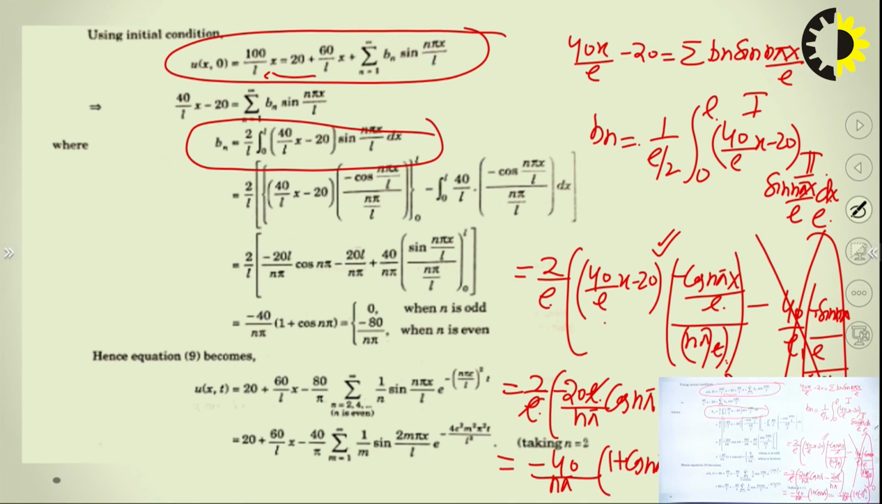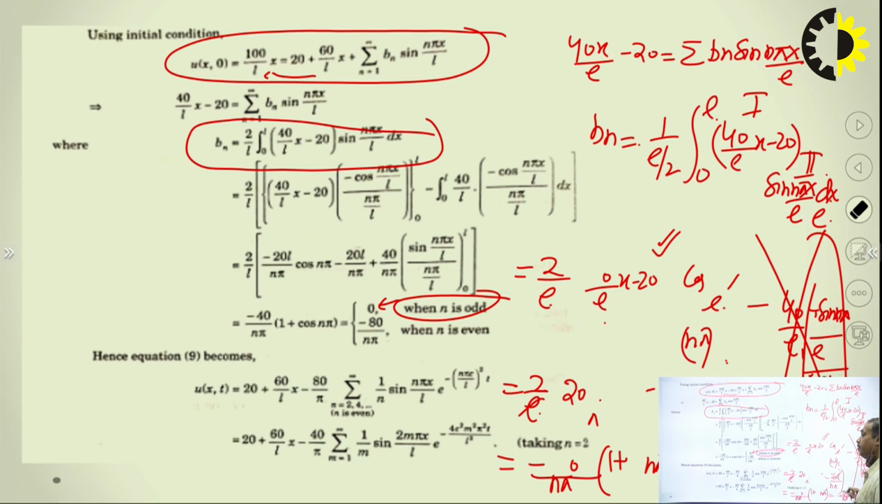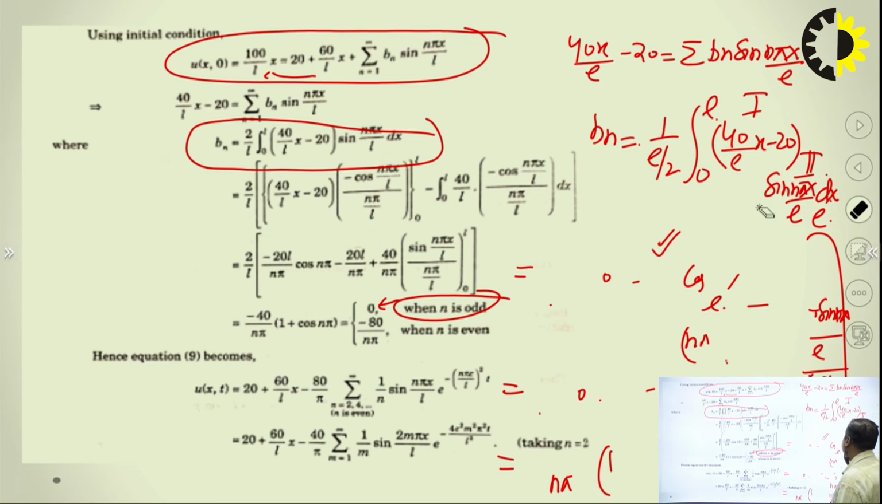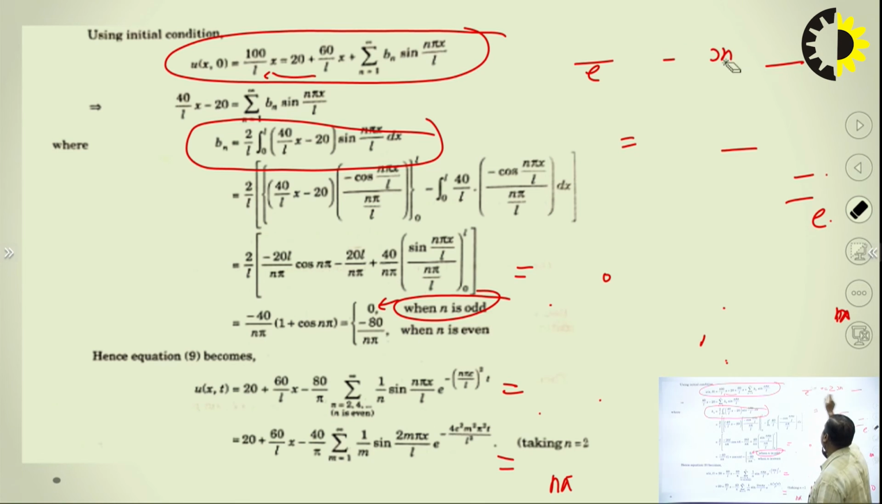Minus 1 to the power n. Now see, when the value of n is even, minus 1 squared is 1, that becomes 2 times. When odd, the value becomes minus 1 to the power 1, and 1 minus 1 is 0, that means when it is odd its value is 0, otherwise its value is not equal to 0. That means the value of bn becomes 2 times, that means either 0 or minus 80 upon n pi. That means we have to find out the value of bn.